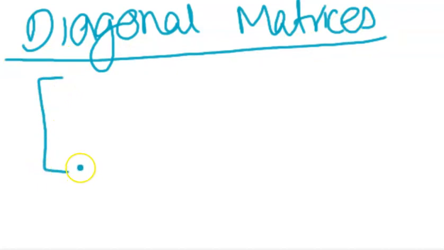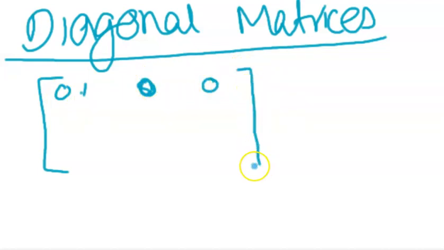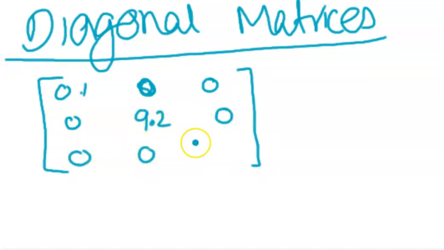In which the leading diagonal is the only non-zero entity. 0.1, 0, 0, 0, 9.2, 0, 0, 0, 3 over 5. Yeah, because you can write fractions as well. So you can see here, this diagonal is non-zero. Every other element is a 0. These are known as diagonal matrices. Happy with that? Any questions so far?